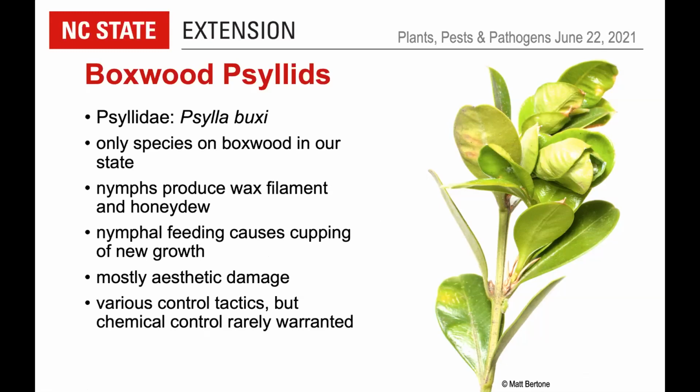So you can just leave them be, and their populations may not be as bad the next year, or it can be simply once you start to see this cupping on the new growth, just trim out or prune out those sections and destroy them, and that'll remove the population from the area. So basically, you get them before they grow up. They can't mate and reproduce and lay eggs.